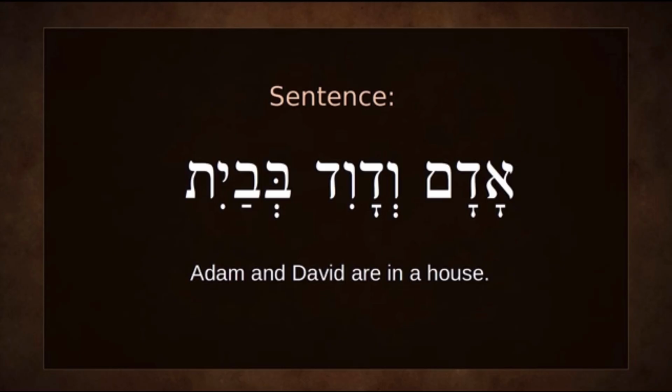The first word is Adam, which is the name Adam. The second word is Vedavid. So this is the name David with the Vav prefix in front of it. So it would mean and David. The last word is bevayit. Again, this is the word bayit with the beit prefix in front of it. So that would mean in a house. Altogether, this sentence would read, Adam and David are in a house.